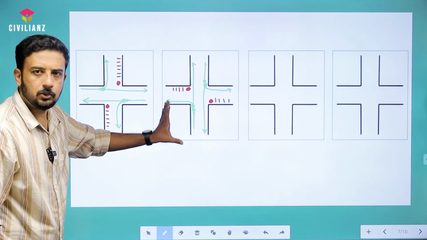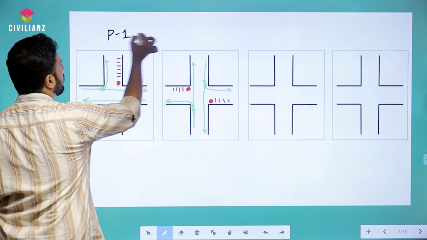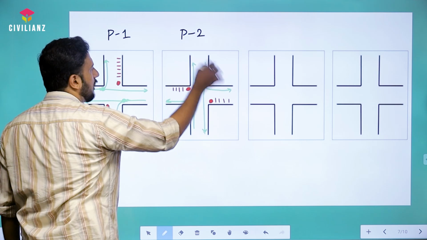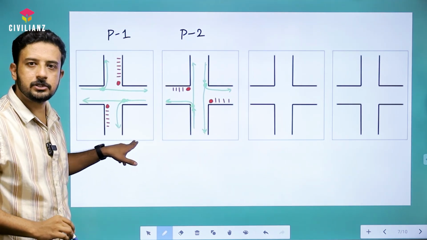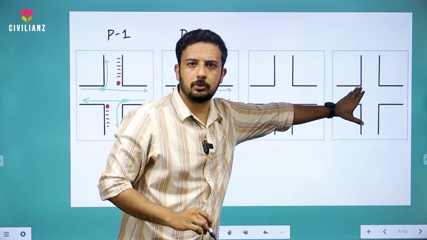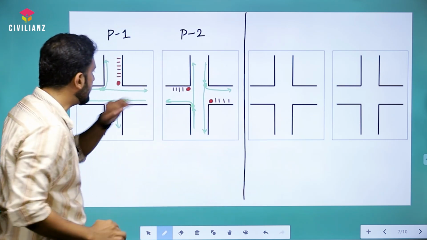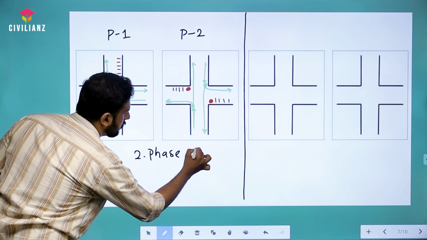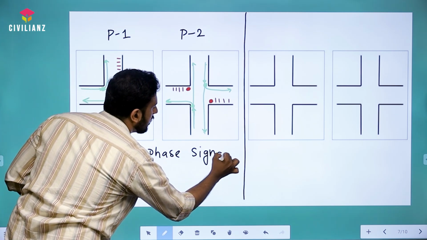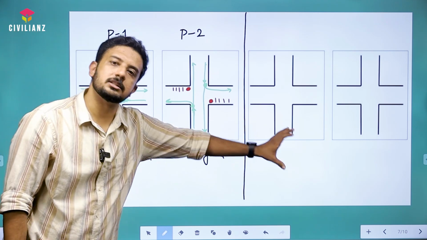Now, two phases have been completed. So here it is phase 1. Here it is phase 2. Now what about phase 3? Phase 3 will be the same as phase 1. Understood or not? So will we be having two more diagrams here? No, this is it. This is the end of the signal. That's it. So this signal we can call a two-phase signal, or a two-phase signalized intersection.